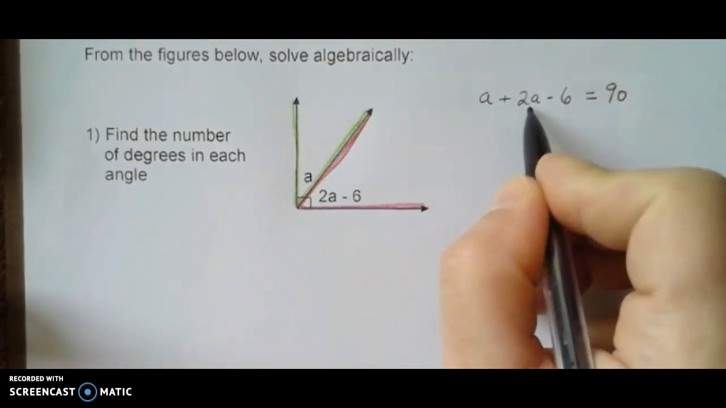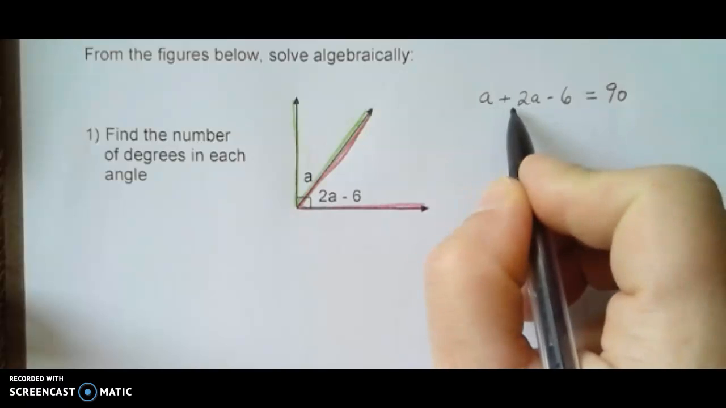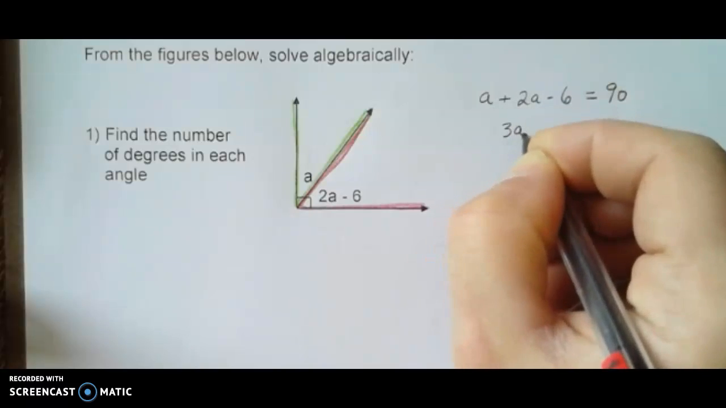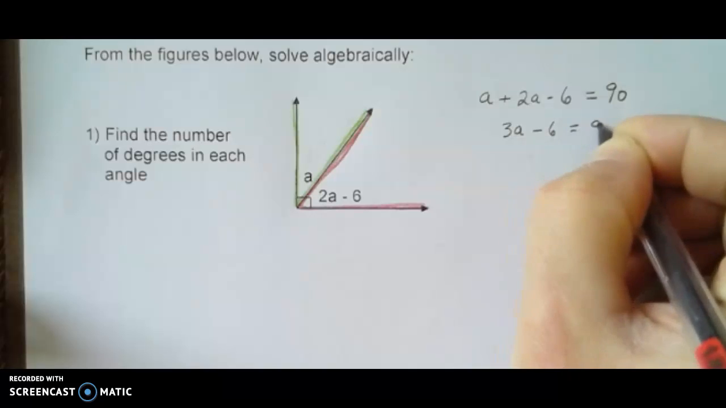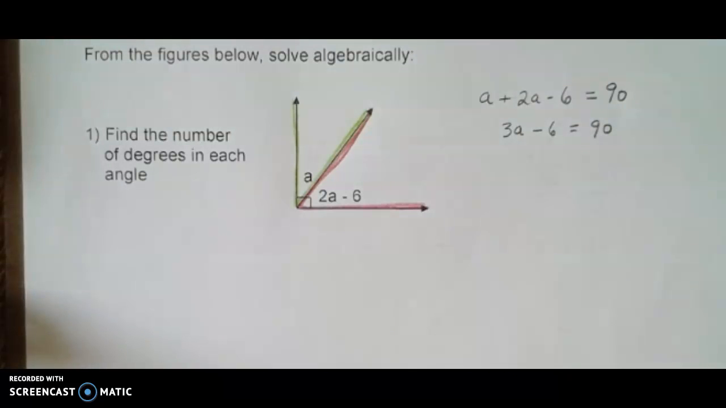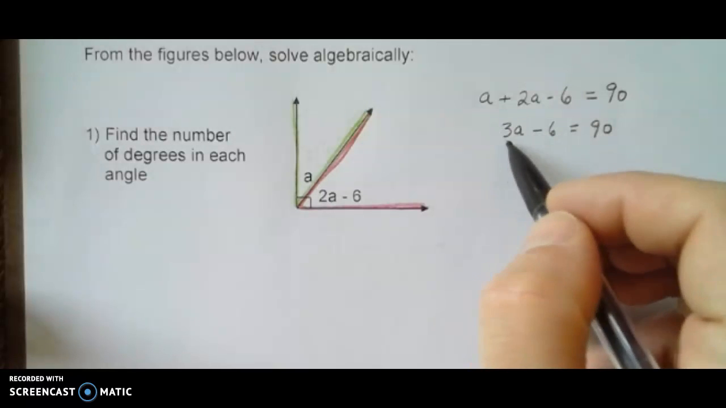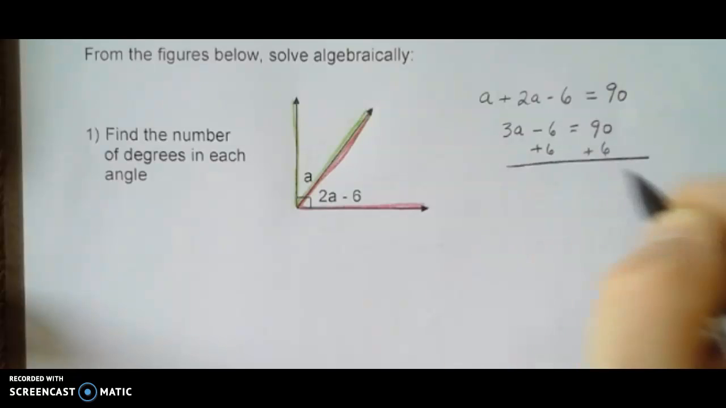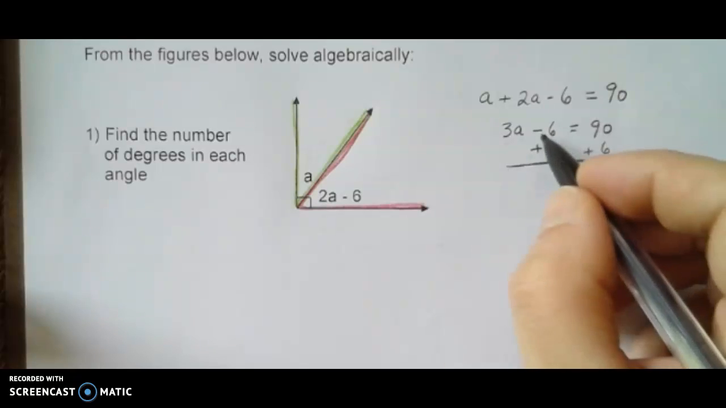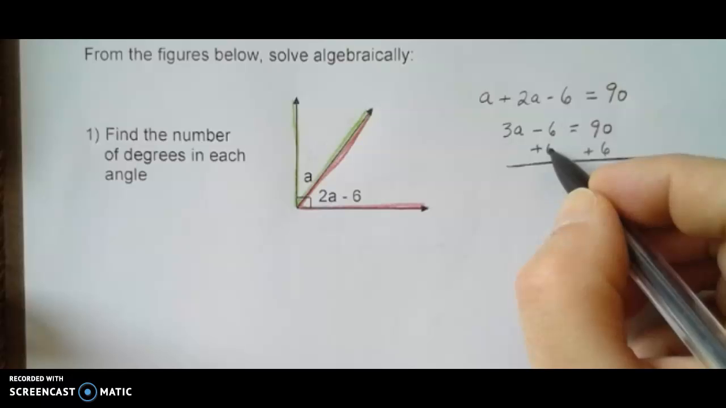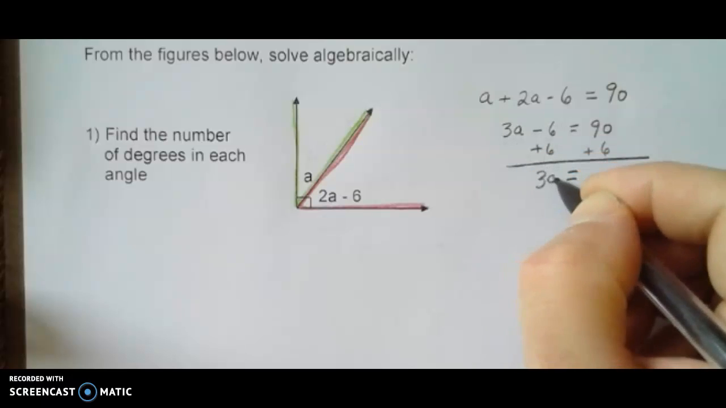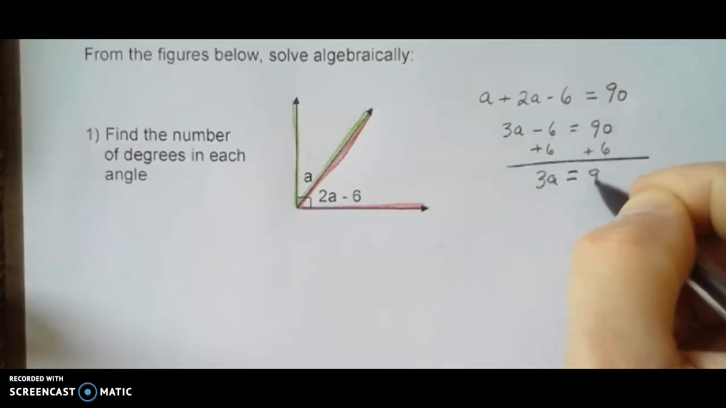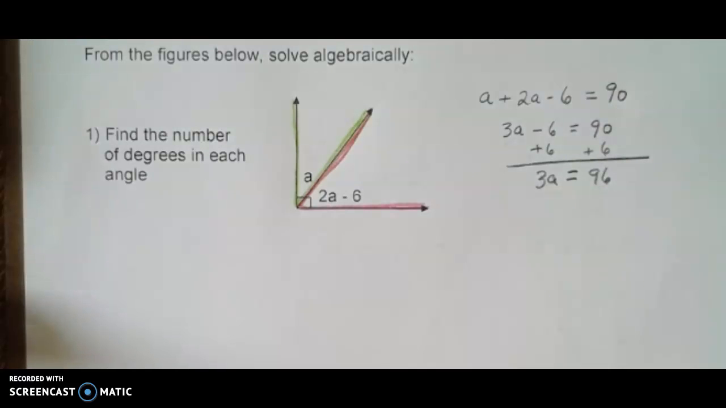I have a plus 2a, they're similar terms. I can combine those to make 3a minus 6 equals 90. And now this is just a two-step equation, okay? I'm going to isolate the 3a by adding 6 to each side. When you do that on the left-hand side, negative 6 plus 6 is 0, leaving us with only 3a. And on the right, 90 plus 6 is 96, so 3a equals 96.